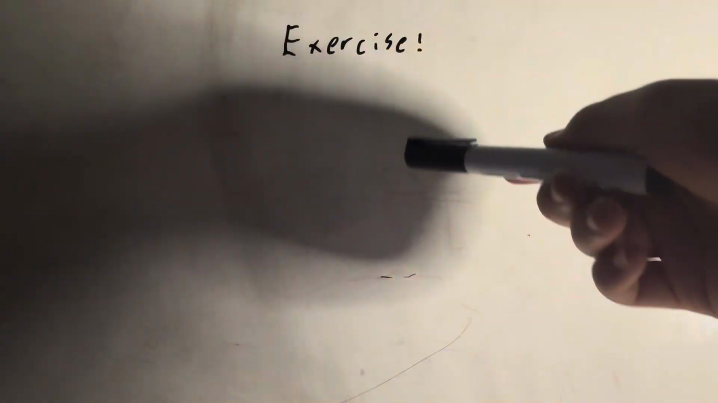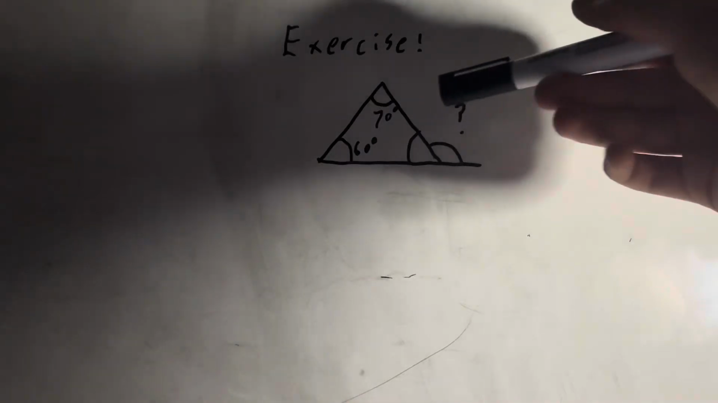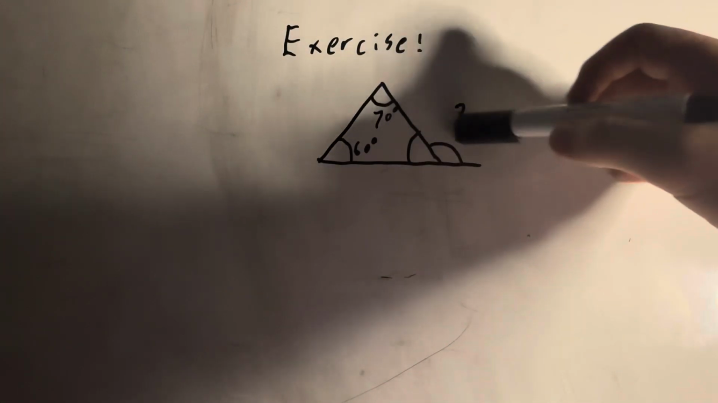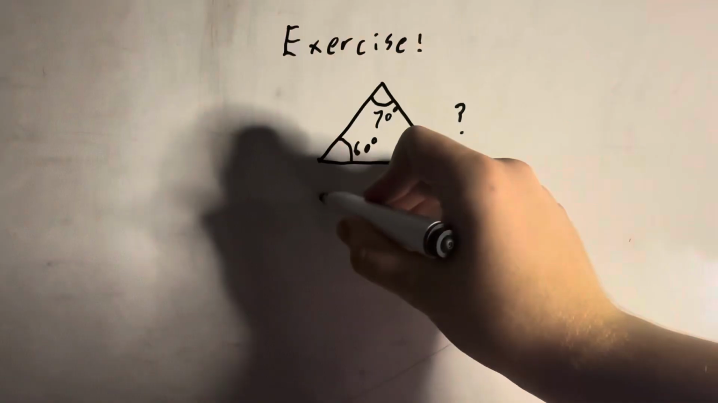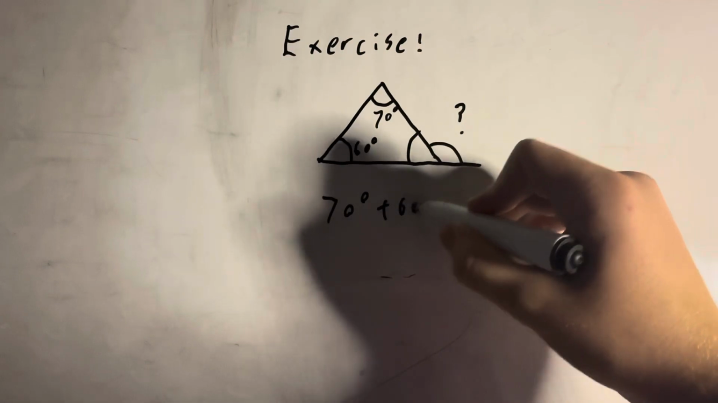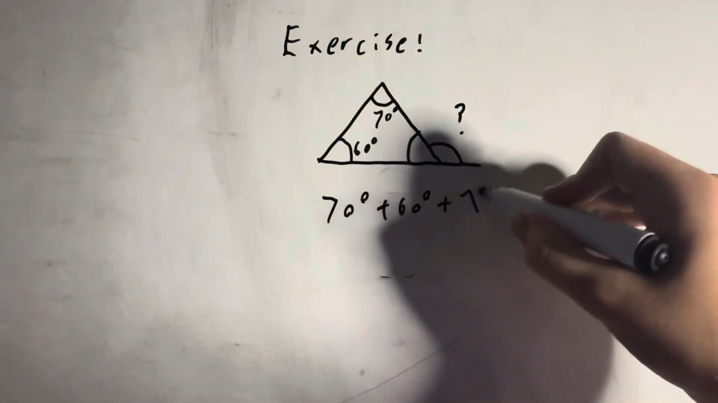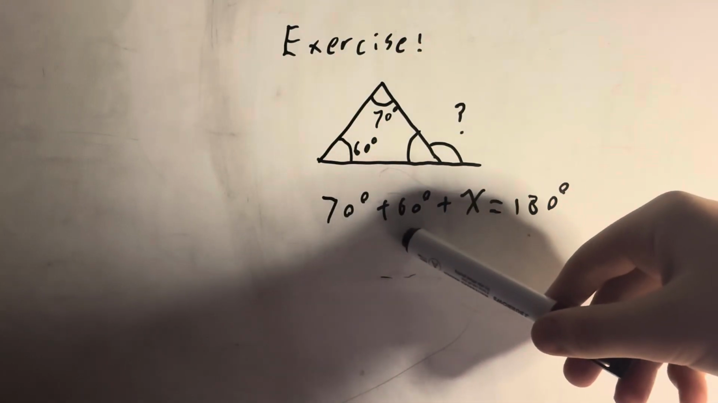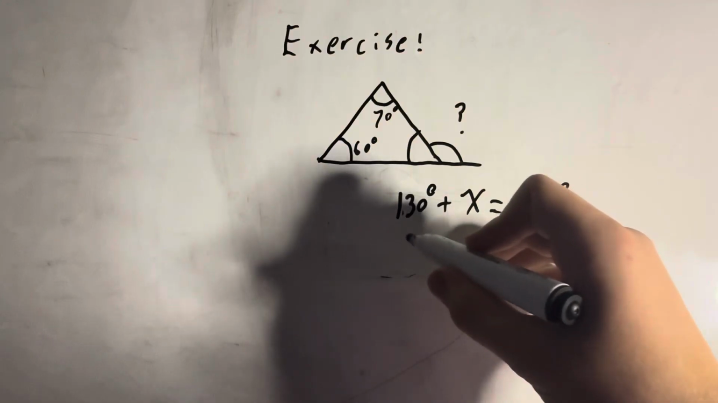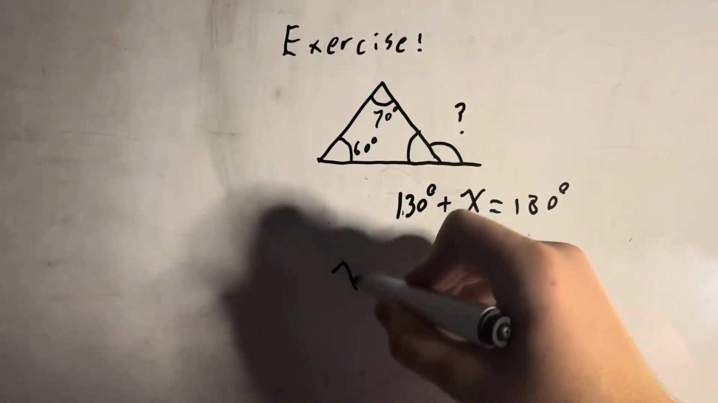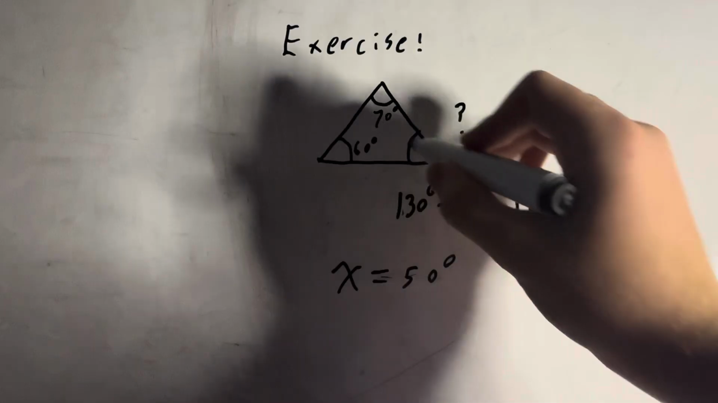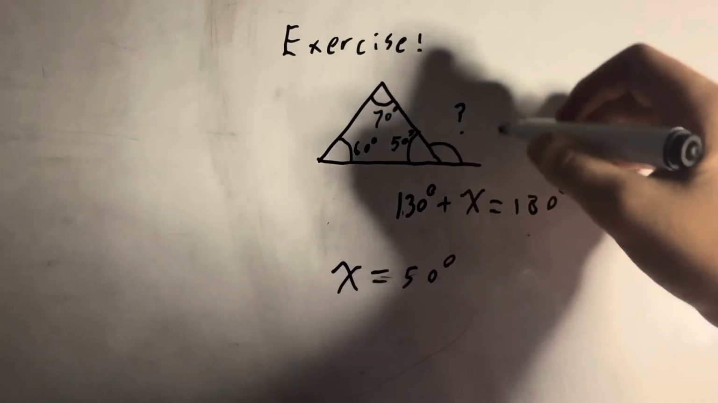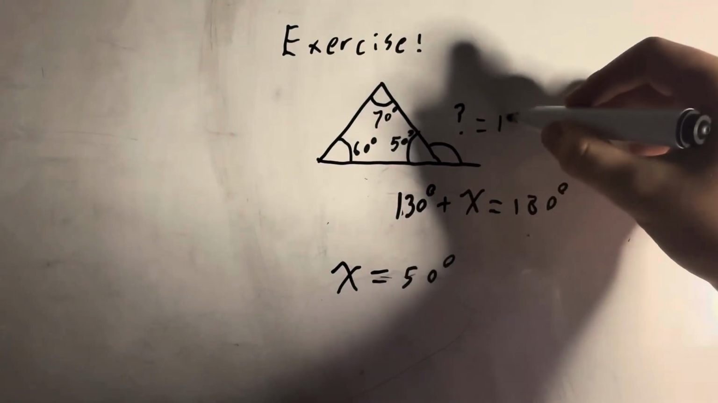Next, we're going to do an exercise to test your knowledge on trigonometry. The exercise states there's a triangle with 70 degrees and 60 degrees, an unknown angle, and we need to find this unknown obtuse angle. So we know 70 degrees plus 60 degrees plus this unknown angle x is equal to 180 degrees. This 70 degrees plus 60 degrees turns into 130 degrees. Next, you can minus 130 degrees off both sides to get x is equal to 50 degrees. So we have 50 degrees. And then we have 50 degrees plus this unknown angle is equal to 180. So this will be equal to 130 degrees.